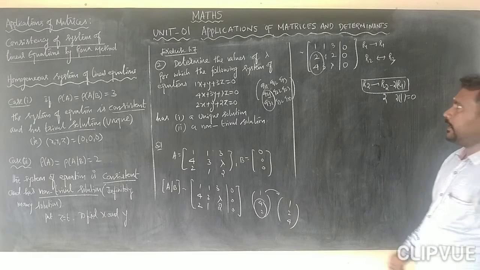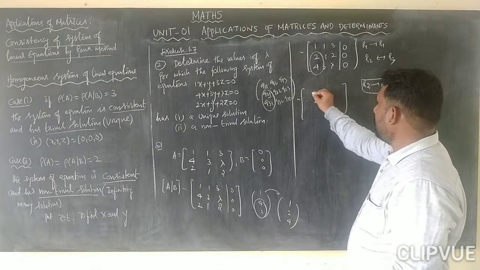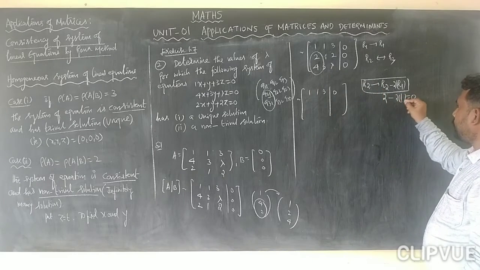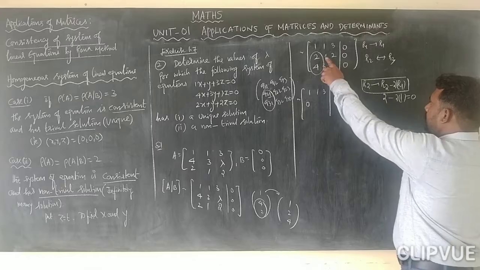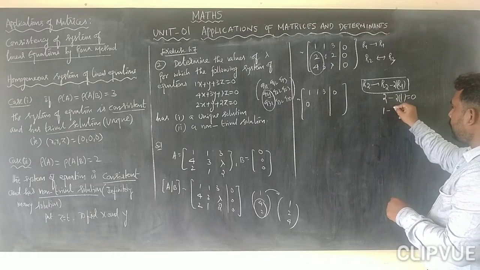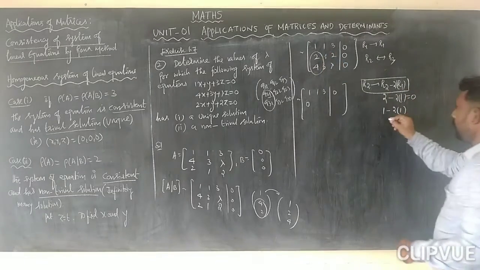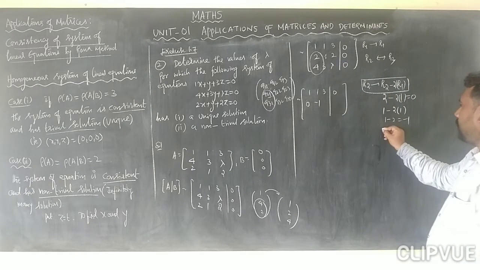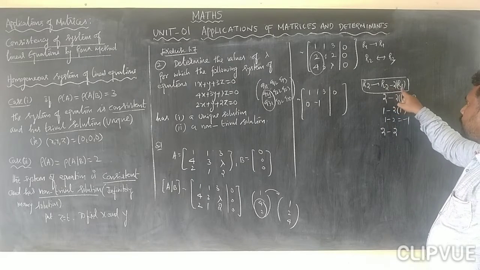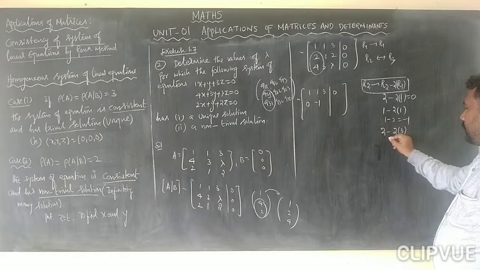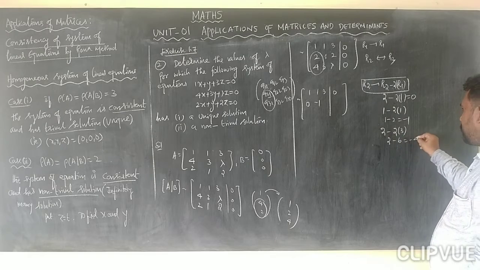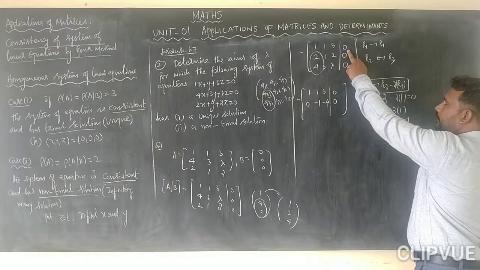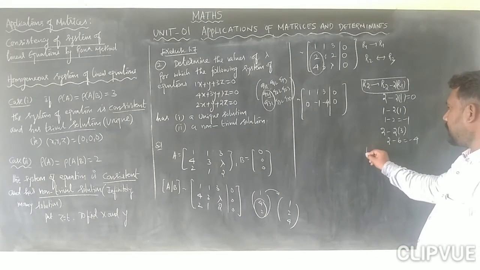Is it clear? Next, 1, 1, 3, 0. Then 2 minus 2 into 1 is 0. Next, R2 value is 1, minus 2 times R1 value 1: 1 minus 2 is minus 1. Next, 2 minus 2 into 3 is 2 minus 6, which is minus 4. Then R2 value is 0, 2 into R1 value 0, so 0 minus 0 is 0. Next condition, R3.